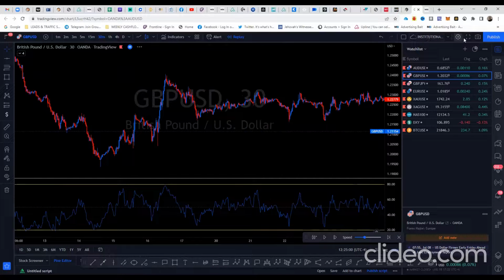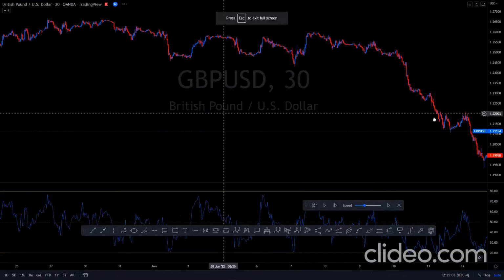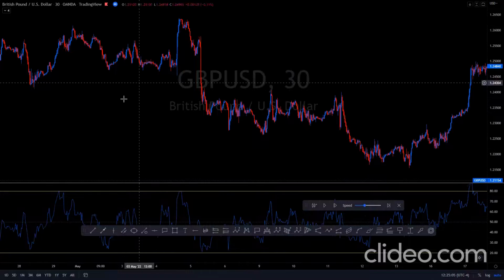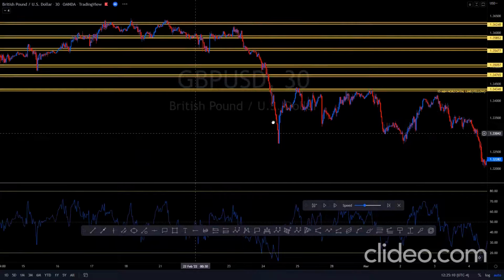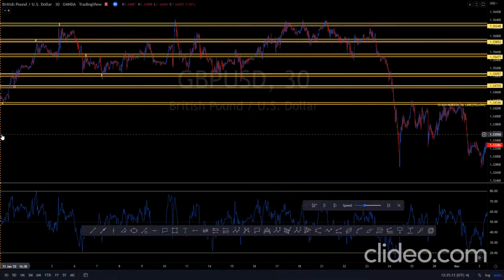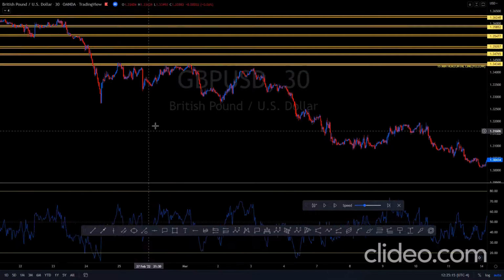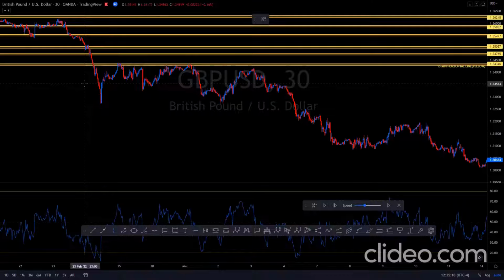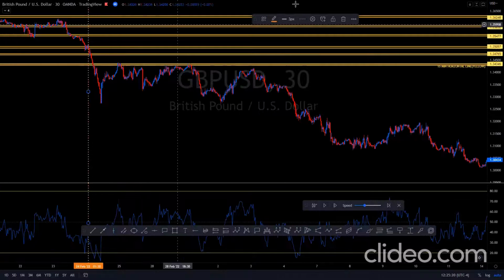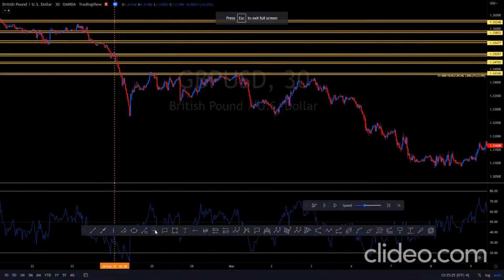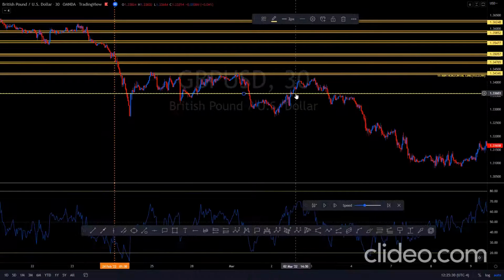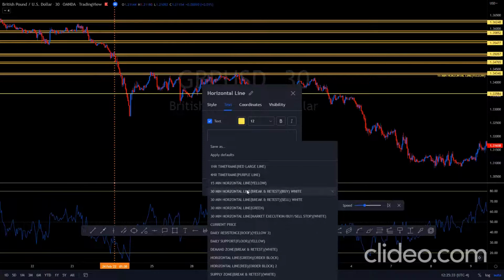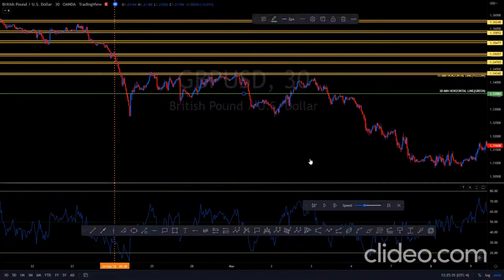So now we're going to move on to the 30-minute time frame. We're going to repeat the process. So this is as far back as we went here. So now we're going to do that here. And now we're going to put another one here. We're going to make this green. The green is going to represent the 30-minute time frame market structure.